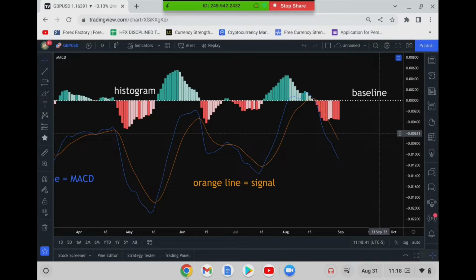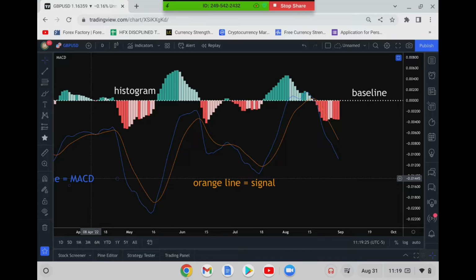So I know I already went over the orange line and the blue line, but we're going to go over it one more time, right? Just to make sure you guys have a clear understanding of how they work. Our blue line is actually our MACD, right? And now our MACD can be compared to price, right? So whenever our MACD is moving up, we can expect price to be moving up. Whenever our MACD is moving down, we can expect price to be moving down, right?